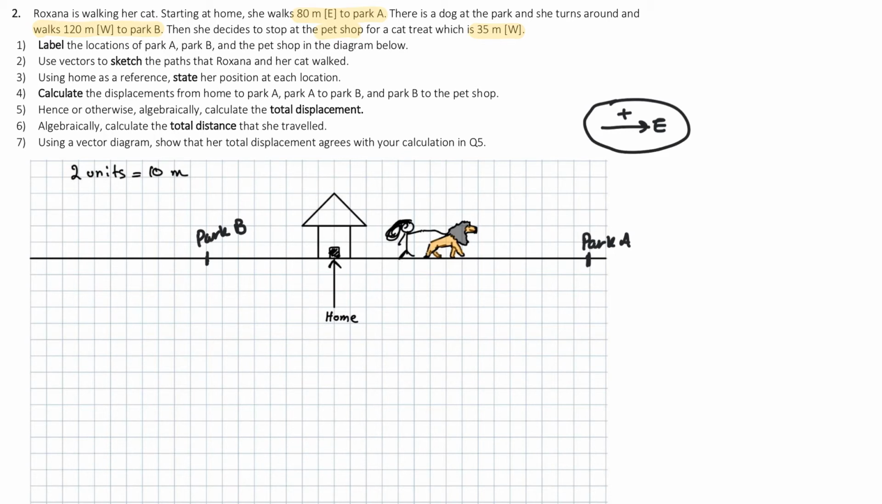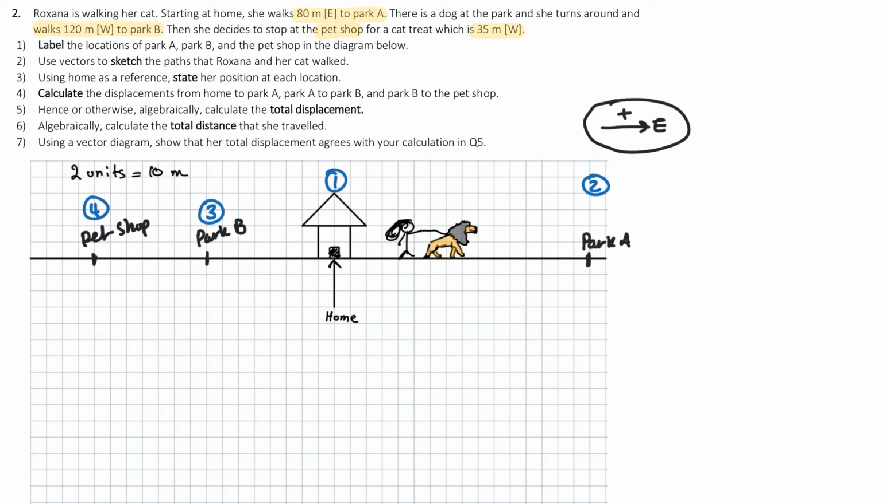She then walks another 35 meters west. So starting from here, that's 10, 20, 30, and 35. So it's right there, and this is the pet shop. And where she starts here, I will label that 1, goes to here, 2, and then 3, and then 4. Now I've done the first part of the question.